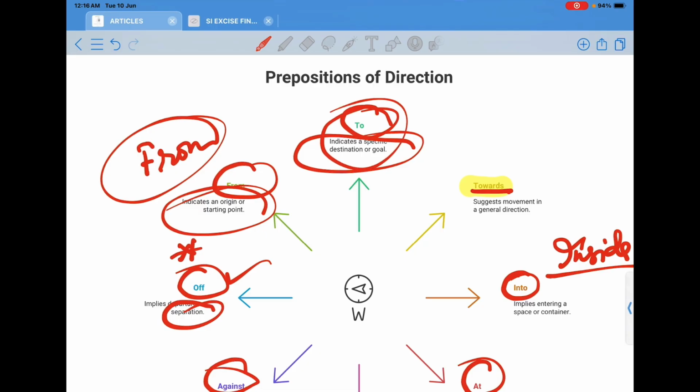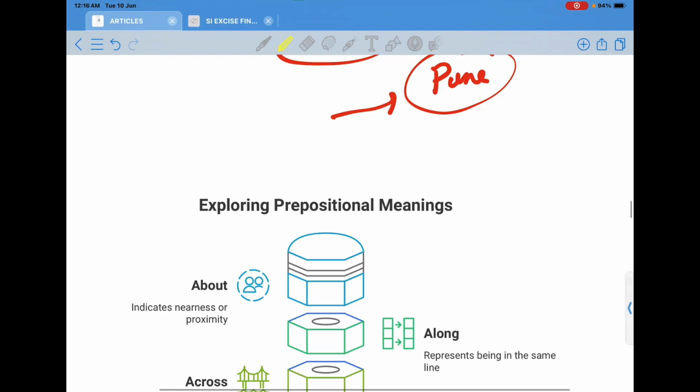Yeah, I have already discussed this. Okay. Next. So this was all for preposition of direction. Okay.